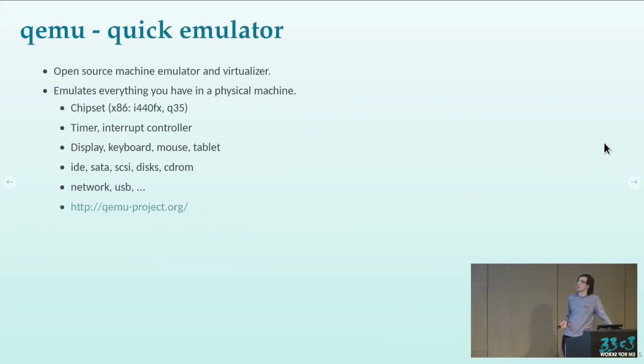So next, QEMU, you probably know this one. It's an open source machine emulator and virtualizer. And it emulates all the stuff you find in your physical machine as well. You have the chipset, a timer, an interrupt controller, all the stuff you need to interact with the virtual machine: a virtual graphics card, keyboard emulation, mouse emulation, and a built-in VNC server you can actually talk to. QEMU also emulates storage, of course, network, and USB.